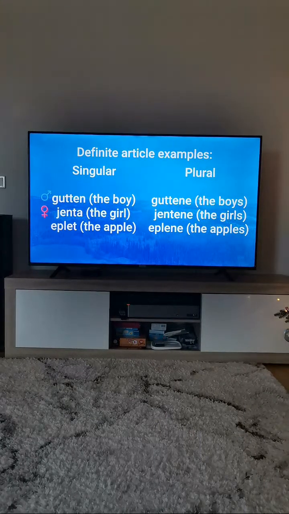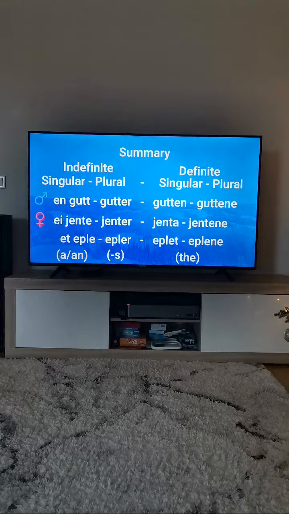Notice that the T in eple is silent, and this is actually the case for every single neutral gendered noun in the definite article. Here's a summary of all the articles. And I'm just going to go through these real quick.